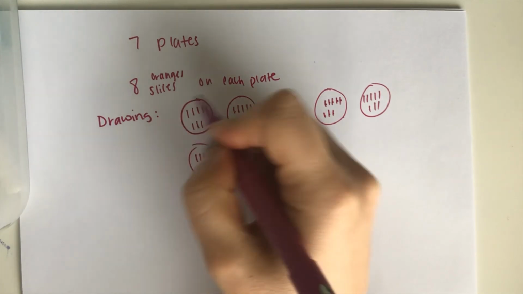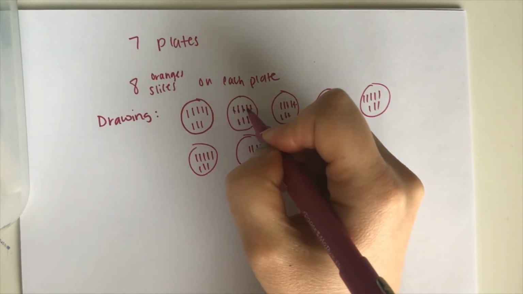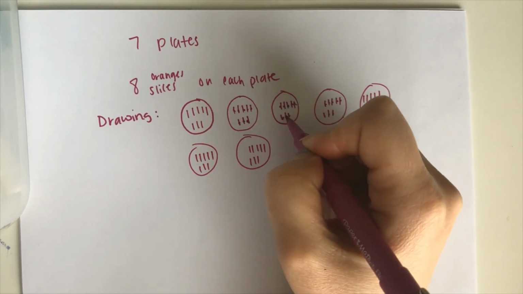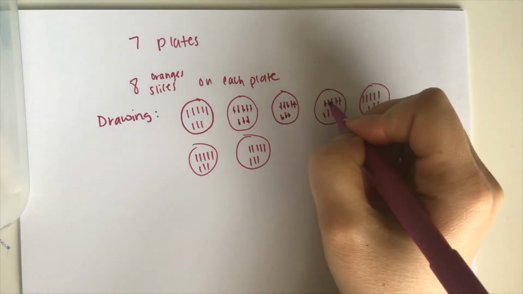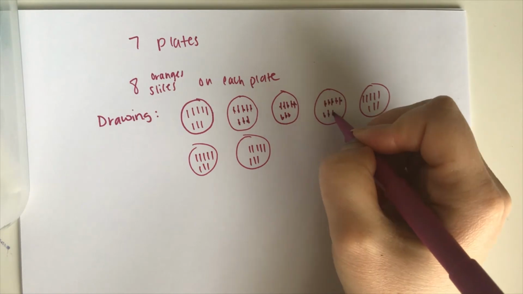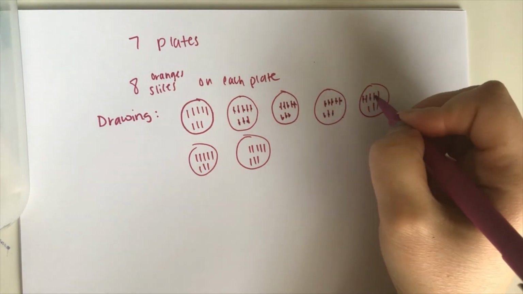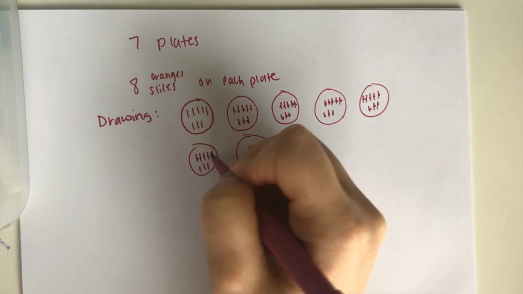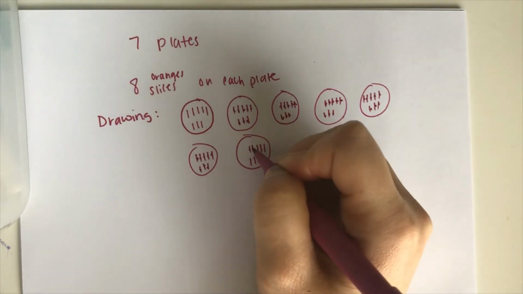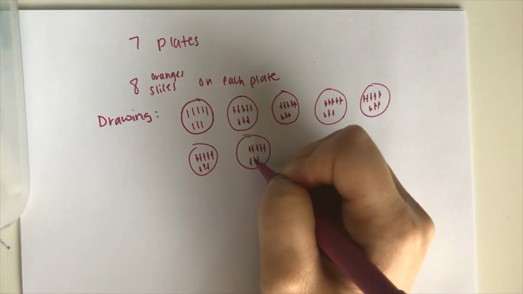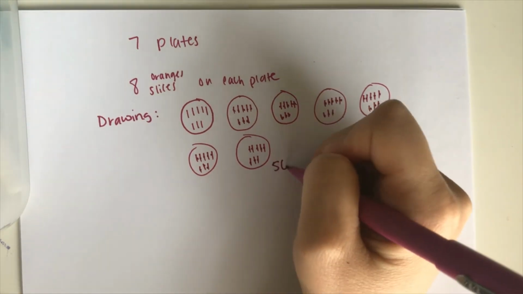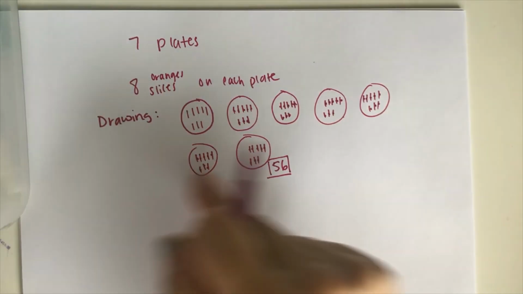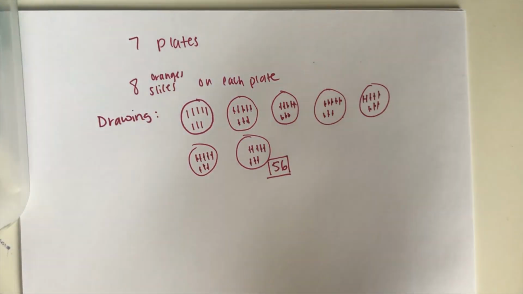So this should be 8, 9, 10, 11, 12, 13, 14, 15, 16, 17, 18, 19, 20, 21, 22, 23, 24, 25, 26, 27, 28, 29, 30, 31, 32, 33, 34, 35, 36, 37, 38, 39, 40, 41, 42, 43, 44, 45, 46, 47, 48, 49, 50, 51, 52, 53, 54, 55, 56. So I ended up having 56 pieces of oranges on all of my plates together.